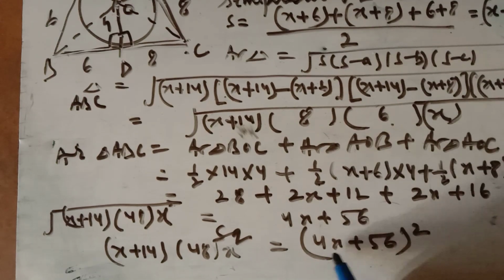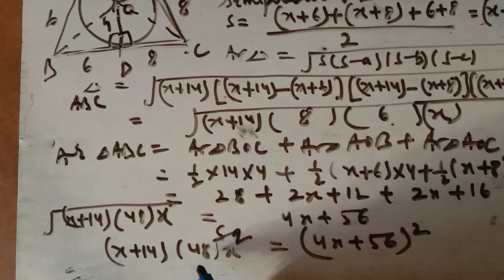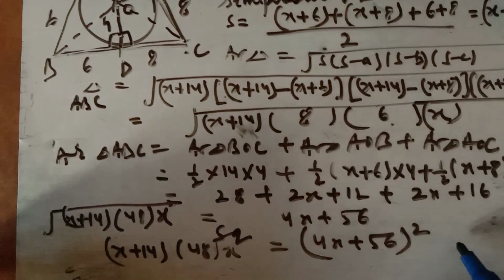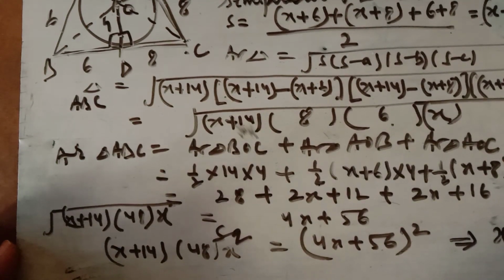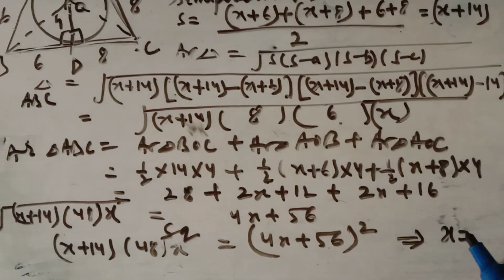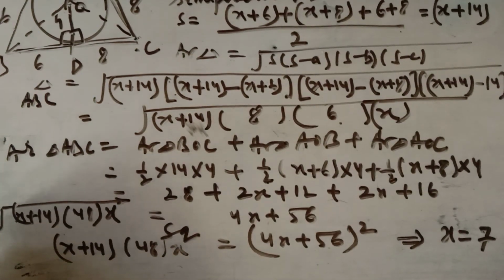Now you can take 4 common here, that is 16. ये से cancel हो जाएगा. And when you simplify this, you are getting the value of x as, इसको आप simplify करिए. Simplify करने पर x की value you will get 7. आपके पास x की value 7 आ जाएगी. This is the value of x.